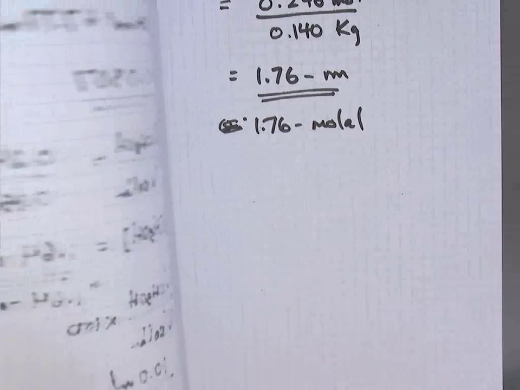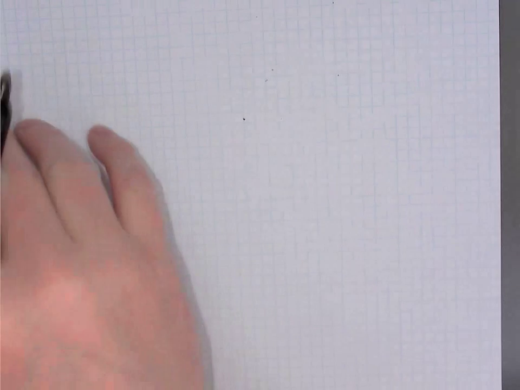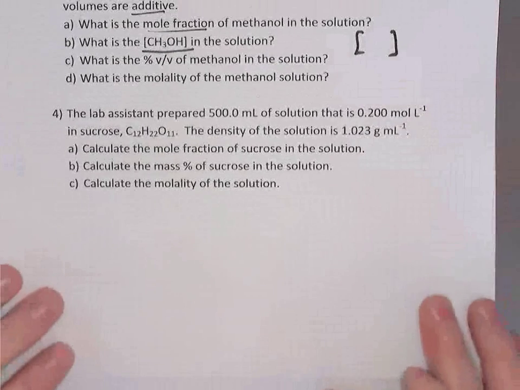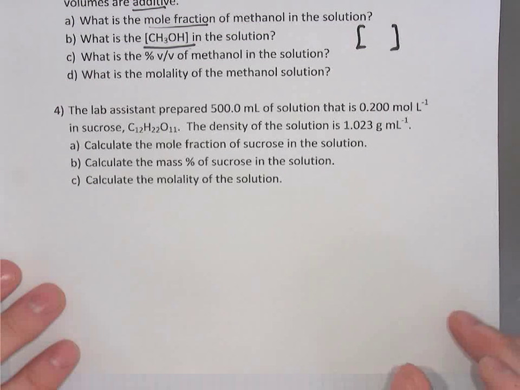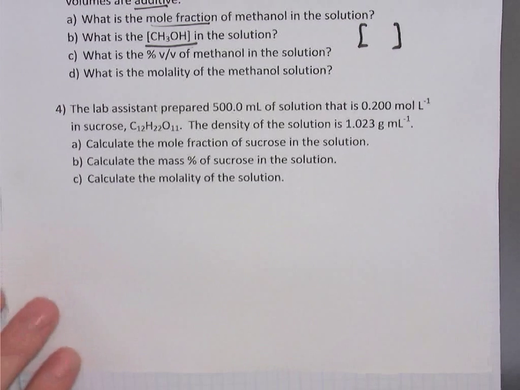Alright, we have one last question to look at here. Question number 4. The lab assistant prepared 500.0 milliliters of a solution that was 0.200 moles per liter in sucrose, C12H22O11. Sucrose, of course, is table sugar. The density of the solution was 1.023 grams per milliliter. What is the mole fraction of the sucrose in the solution? What is the mass percent? And what is the molality?